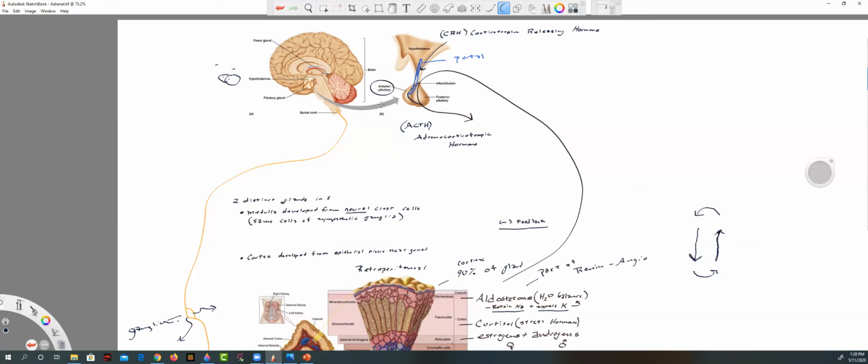The anterior pituitary gland is going to create ACTH, adrenocorticotropic hormone. That hormone goes down. Sometimes it doesn't work so well. Goes down to the cortex and tells it, hey, you need to be more active here.